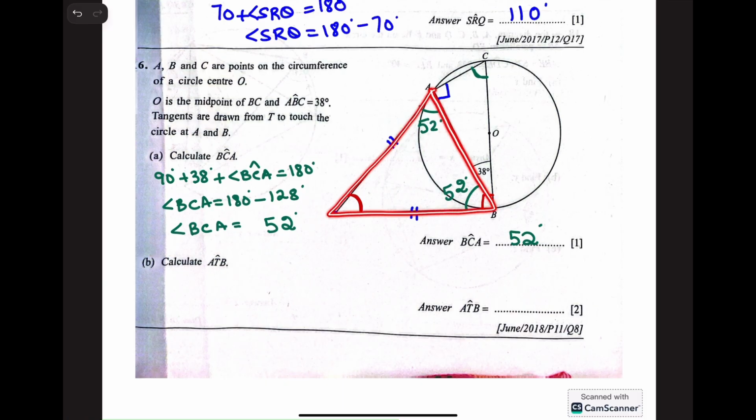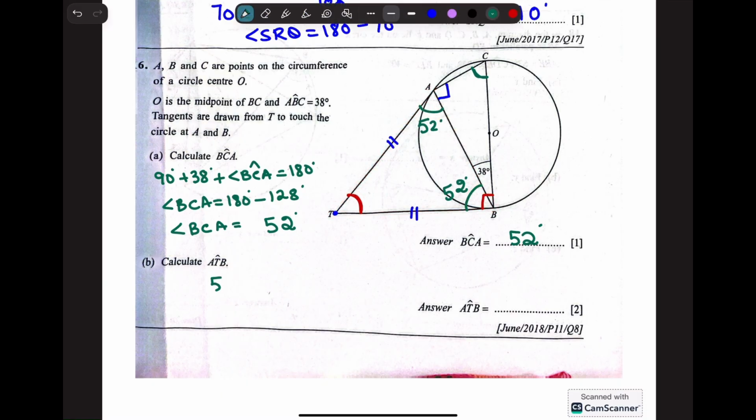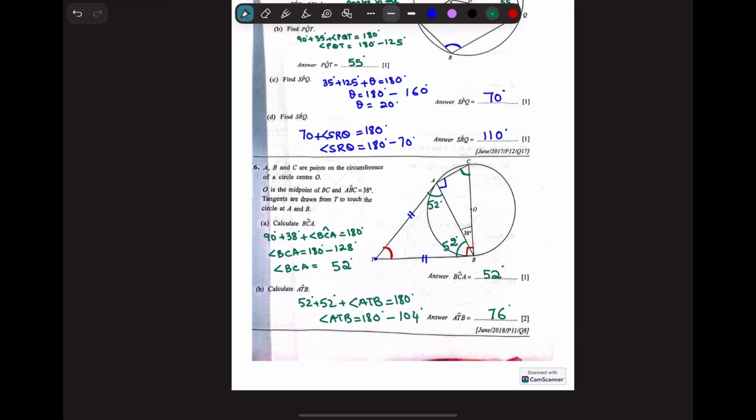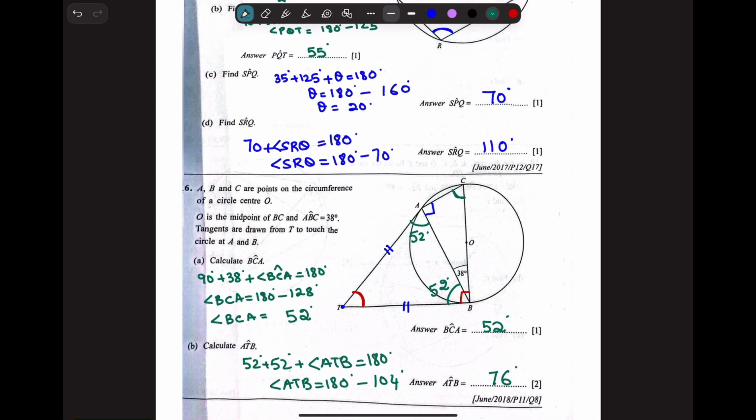So now I think we can very easily figure out ATB if we focus on the triangle ATB. So 52, 52, and ATB should add up to 180. So 52 degrees plus 52 degrees plus angle ATB should be equal to 180 degrees. So angle ATB is 180 minus 104. So angle ATB comes out to be 76 degrees.